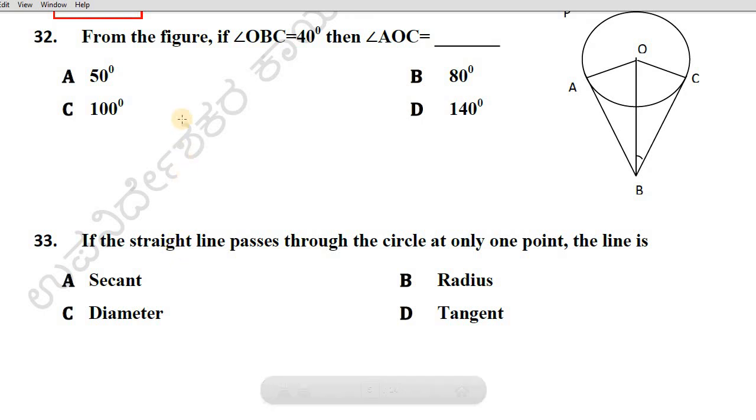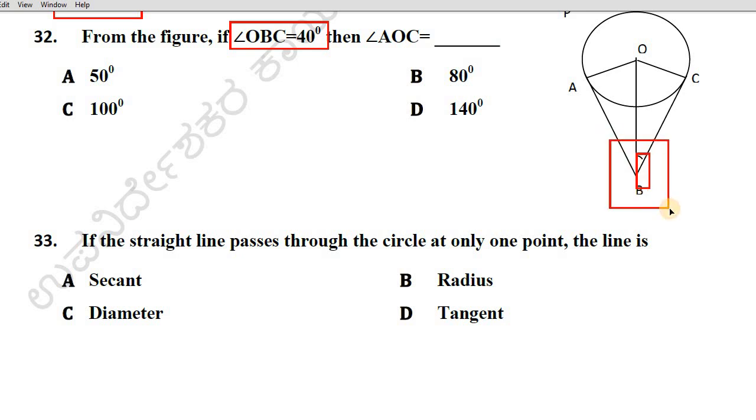Question number 32. From the figure, if angle OBC equals 40 degrees, mind it, only OBC is given. This angle is given, that's all. Only angle OBC is given, not the full angle. But the full angle we can easily find, because these two angles are corresponding angles of congruent triangles.